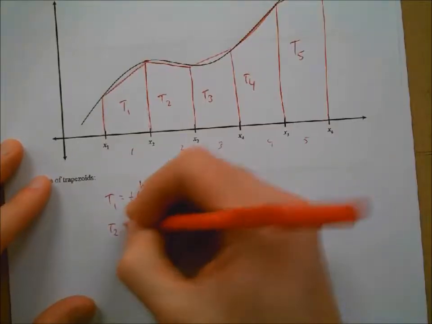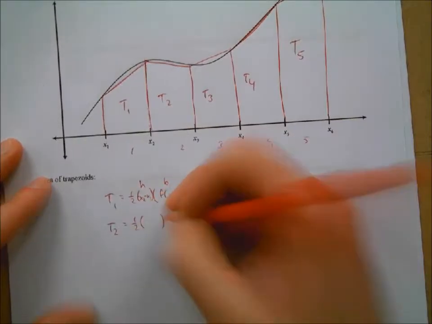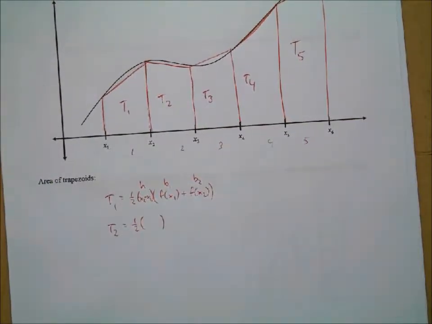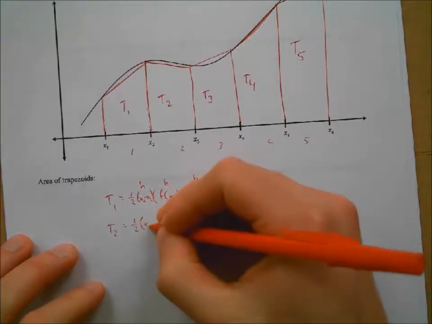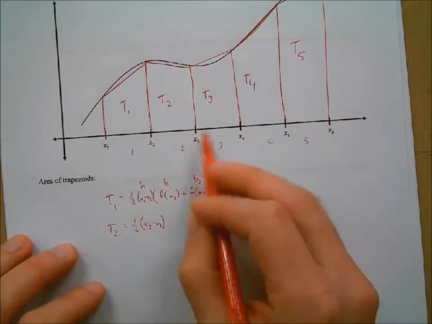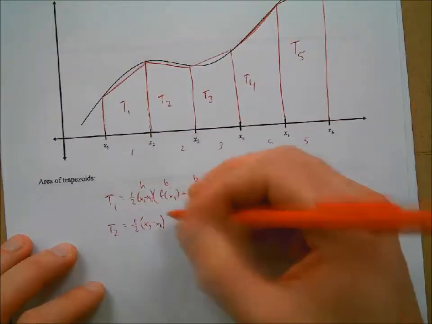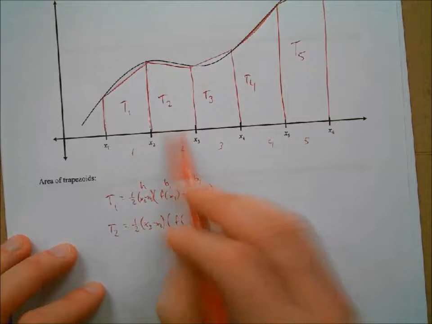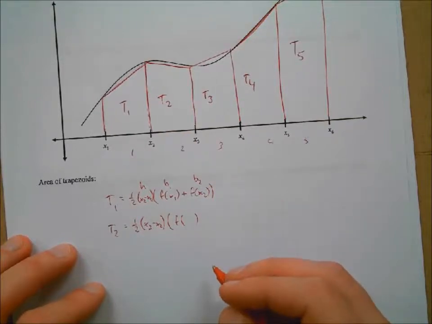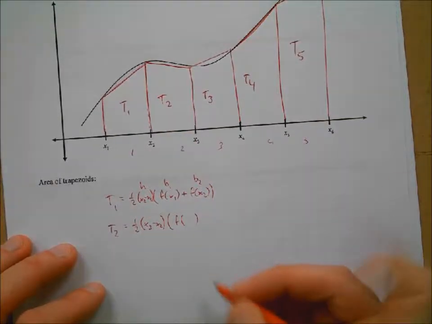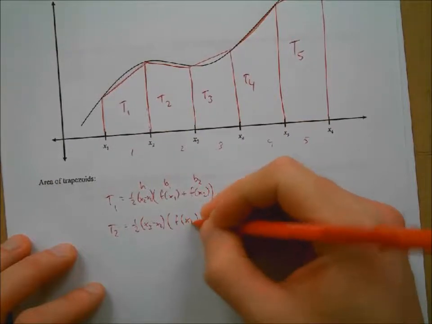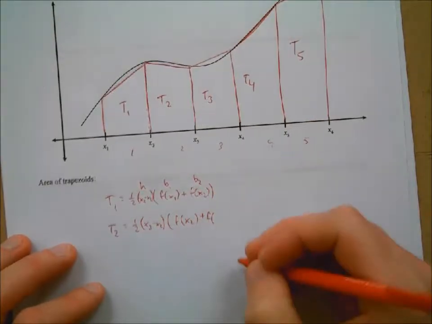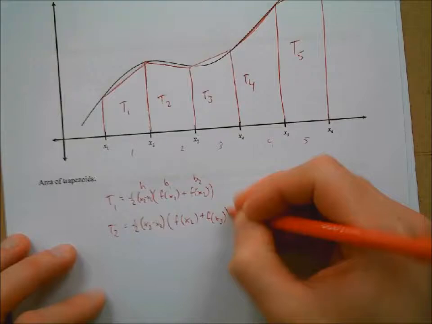So let's do a few more here. Trapezoid 2 then, it'll be 1/2. What's going to be our width here for the second trapezoid? x3 minus x2, right? This minus this, times f of, what's our base for trapezoid 2? f of x sub 2 plus f of x sub 3 there, right?